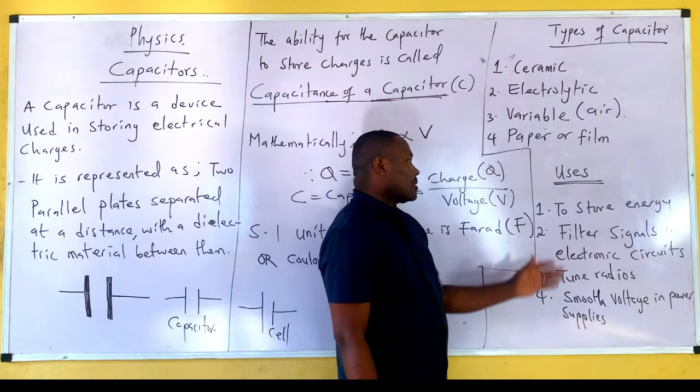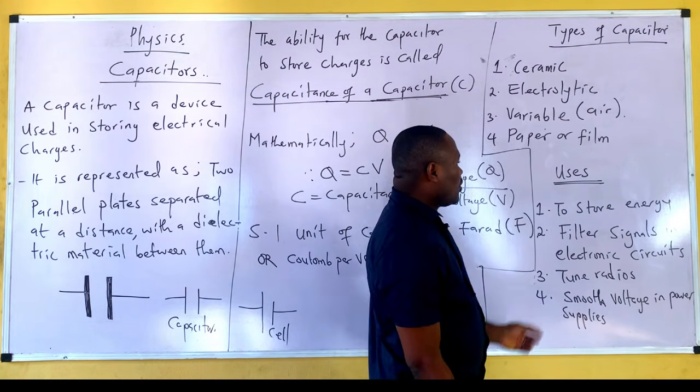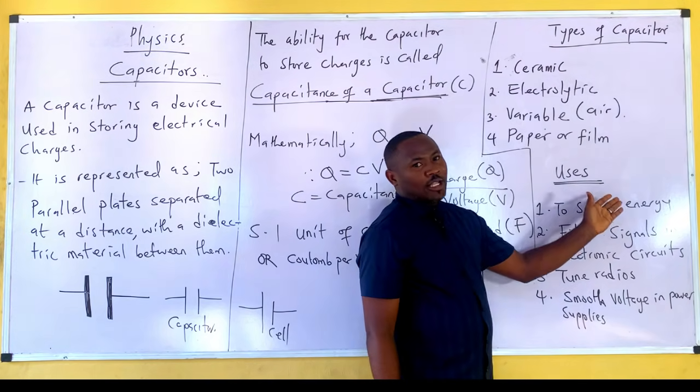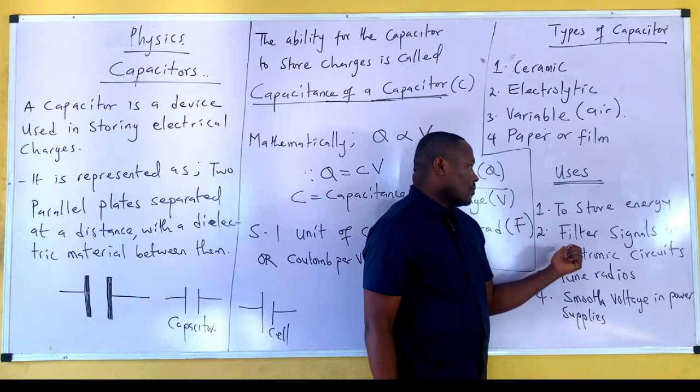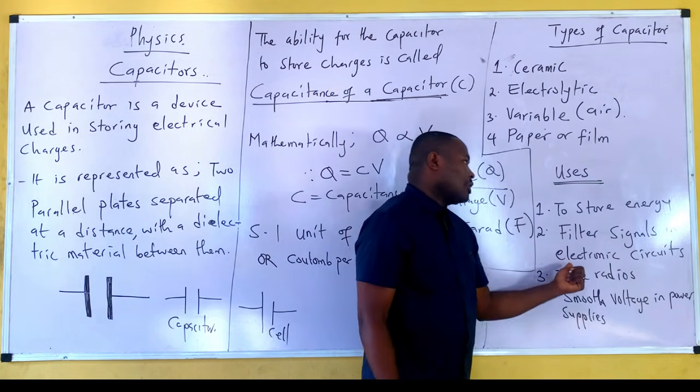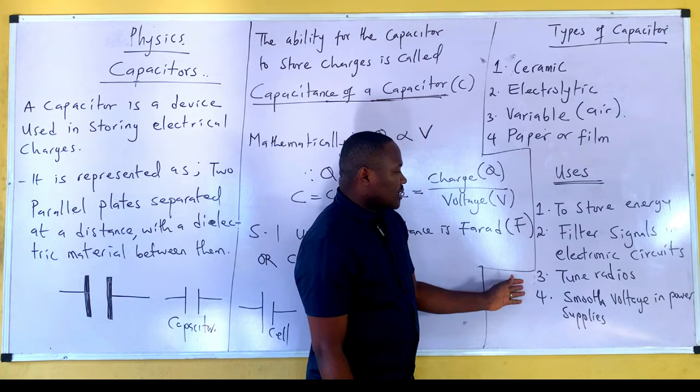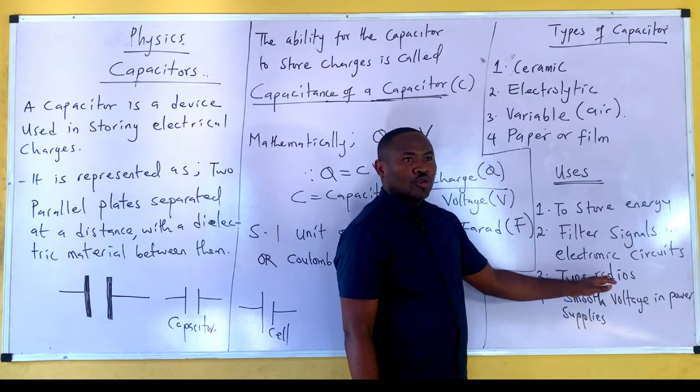So we have uses of capacitors. What are the uses of capacitors? One, to store energy, that's to store electrical charges. Number two, to filter signal in electronic circuits. Number three, to tune radios.